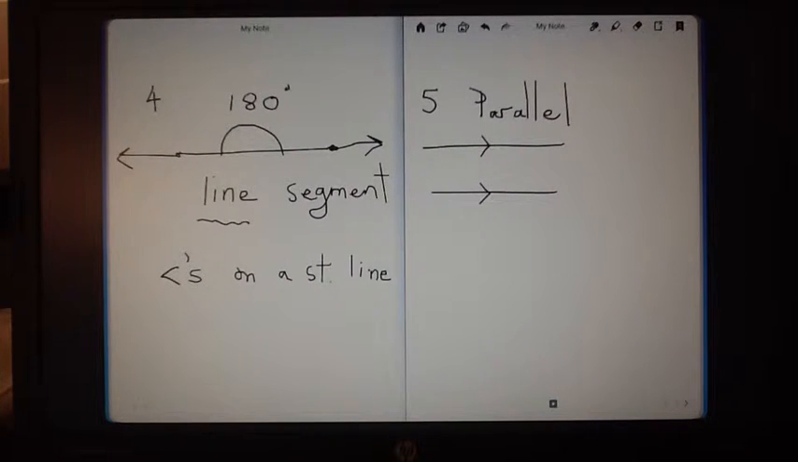Now, let's get another colour because I want to now put another line in here. Okay, let's go for that colour. Fine. Now, say I put a line across these parallel lines like that. Now this has got a fancy name, transversal. Okay, fine.